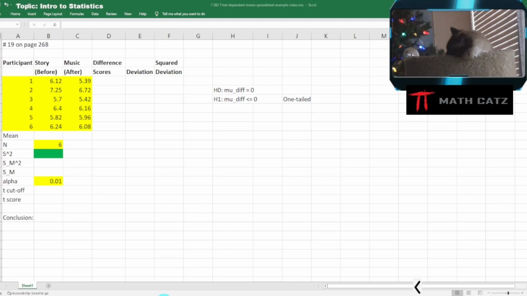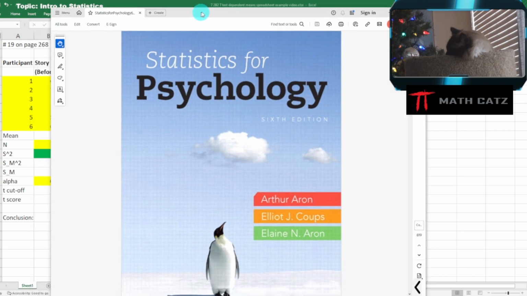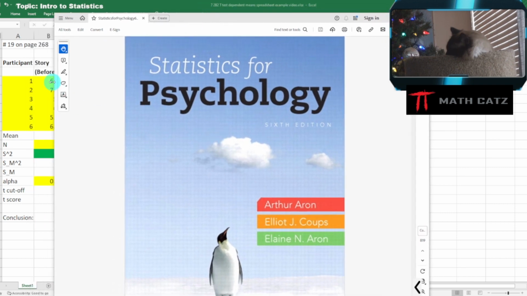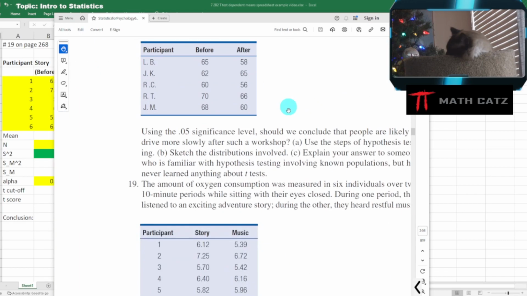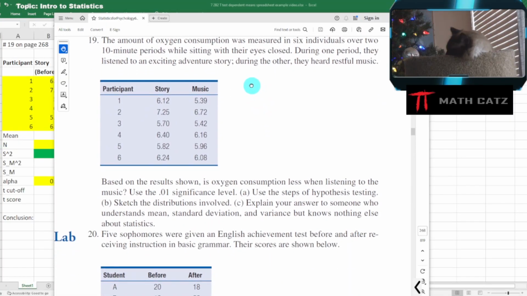So we're going to solidify the concept with another example, and our example is from this book that I really like. Not necessarily your prescribed textbook, but this is the one we're going to use for this example, and it's on page 268, and we're going to look at number 19 and read it together first.